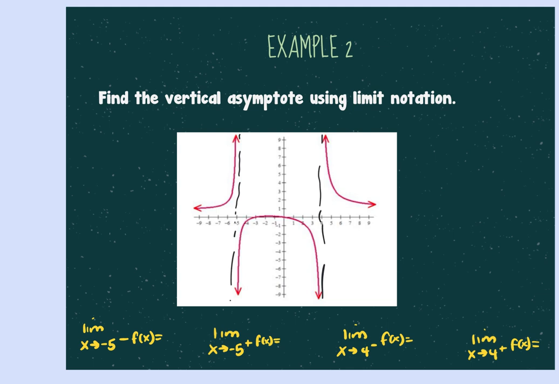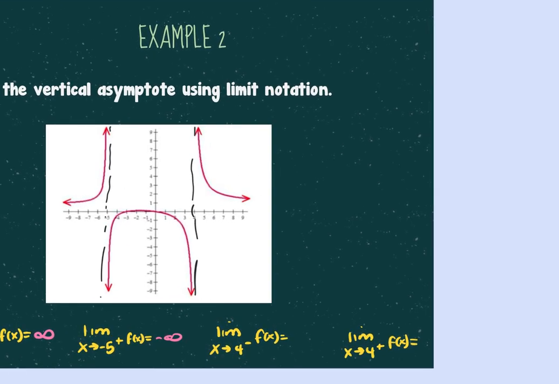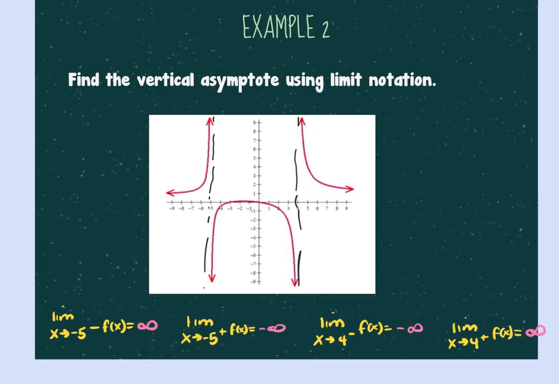So as x is approaching -5 from the left, what's happening to my graph? It's going to positive infinity, increasing without bound. As x approaches -5 from the right, what's happening to my y values? They're going to negative infinity because it decreases without bound. As the graph approaches 4 from the left, what happens to my graph? It's decreasing without bound, so it goes to negative infinity. And as it's approaching 4 from the right, increasing without bound, so positive infinity.